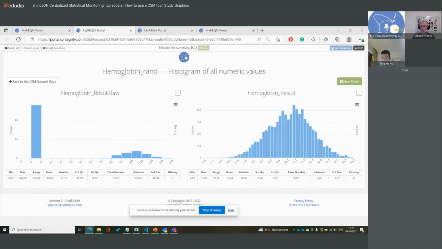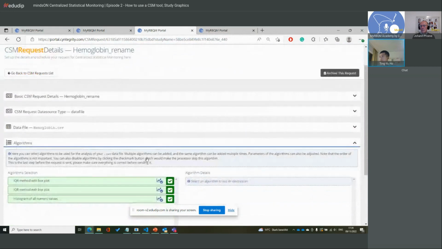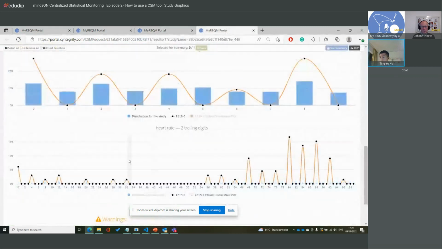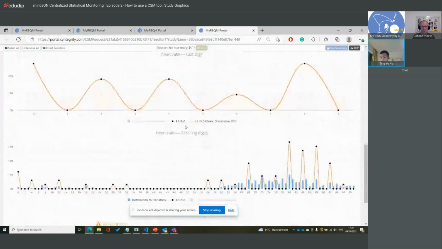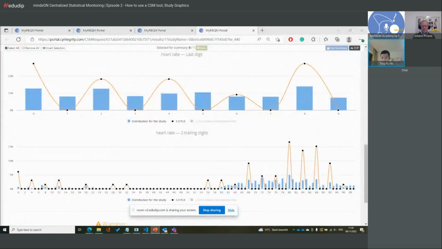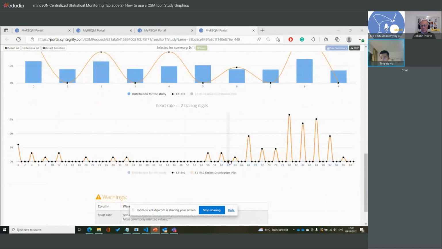And then let's move on to another example, which is the within-study comparison. With this example, we are trying to talk about detecting fraud or sloppiness at the site. For this part, we look into the trailing digit distribution to try to figure out fraudulent data.